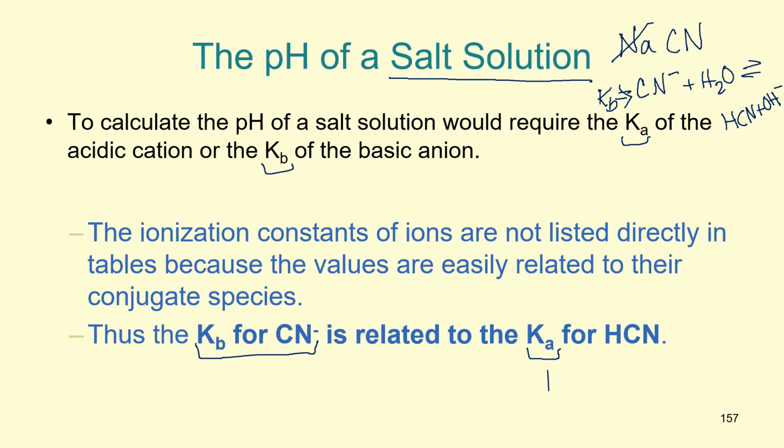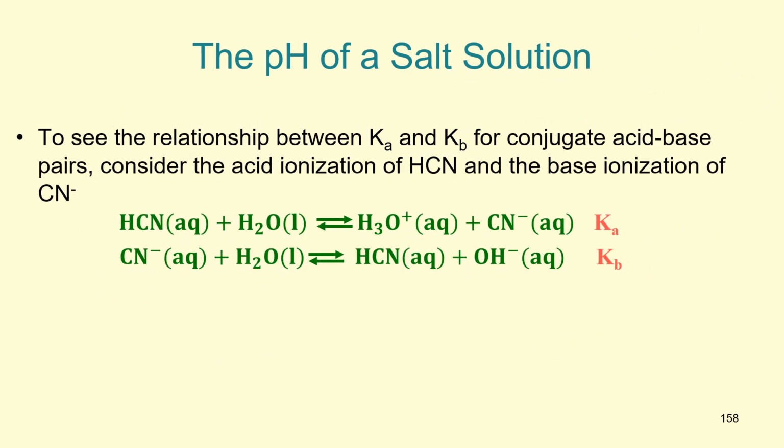Well, this is going to be a lot, see if you can follow it. This is the reaction of HCN acting like an acid. Acid plus H2O gives us H3O plus and CN negative. And the Ka value represents this equation, right? This is CN negative acting like a base. CN negative plus H2O gives us HCN plus OH negative. So this is the Kb expression.